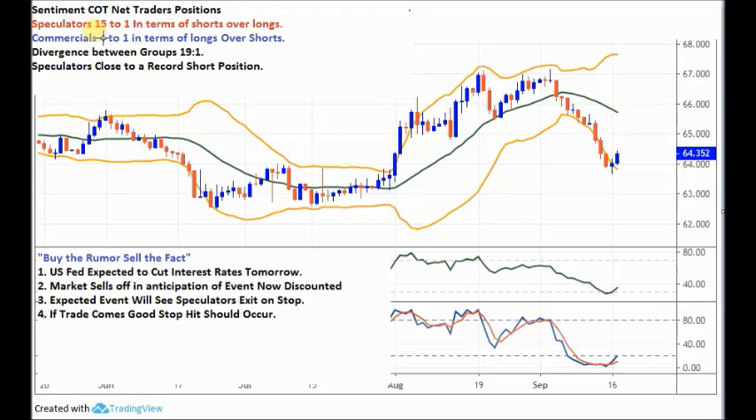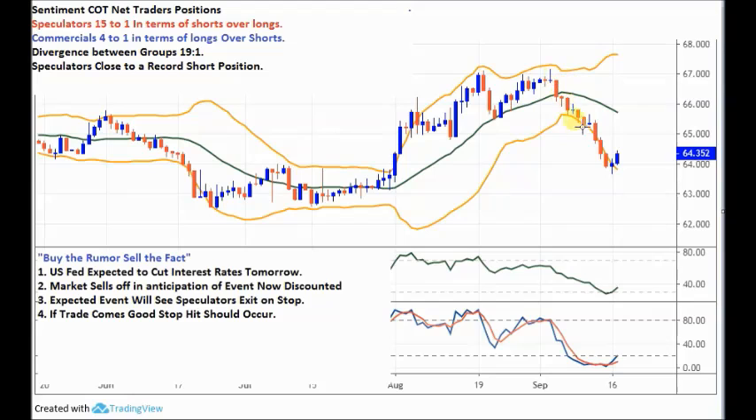But what we're looking for is speculators to oppose commercials. Commercials are the smart money, okay? So we want to see the two groups against each other. We'll just express the positions as a simple ratio. So speculators 15 to 1 in terms of their shorts over their longs, so very, very bearish. Commercials 4 to 1 in terms of longs over shorts, so bullish. Divergence between the groups 19 to 1, which is high in historical terms. We also know speculators are close to a record net short position.